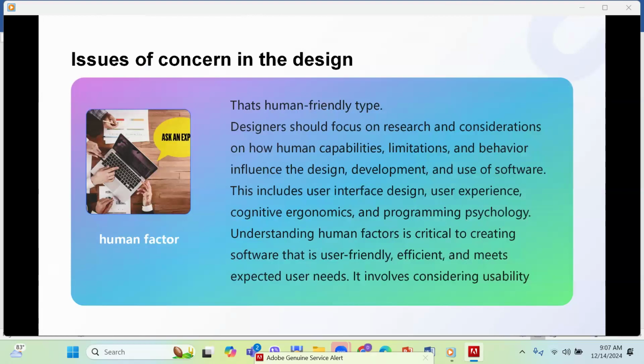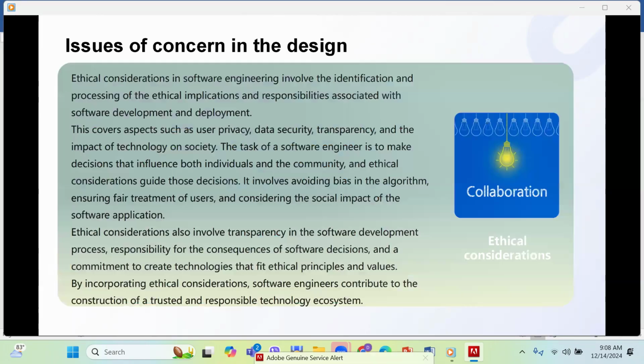This includes user interface design, user experience, cognitive ergonomics, and programming psychology. Understanding human factors is critical to creating software that is user-friendly, efficient, and meets expected user needs. It involves considering usability. Issues of concern in the design.